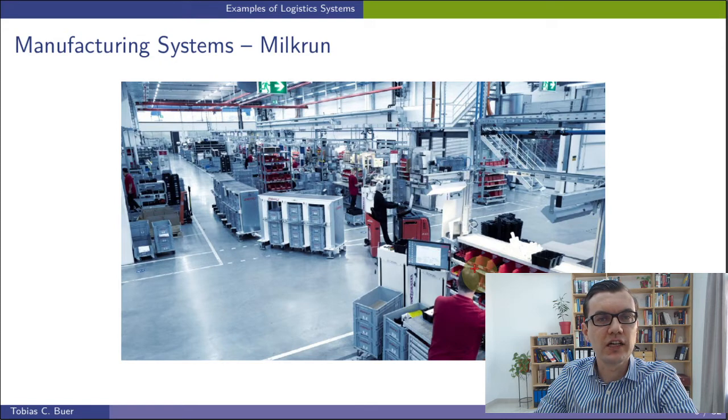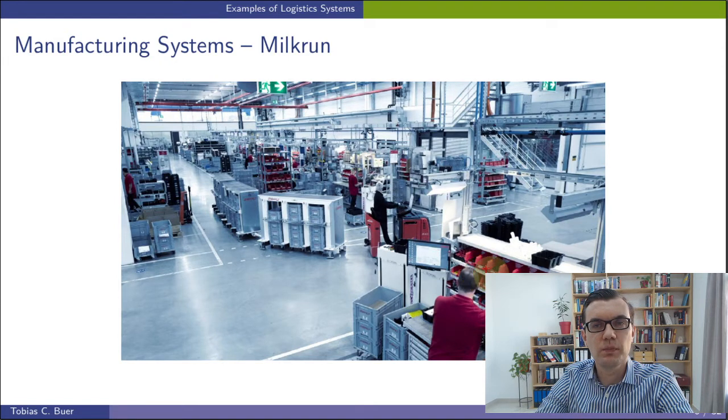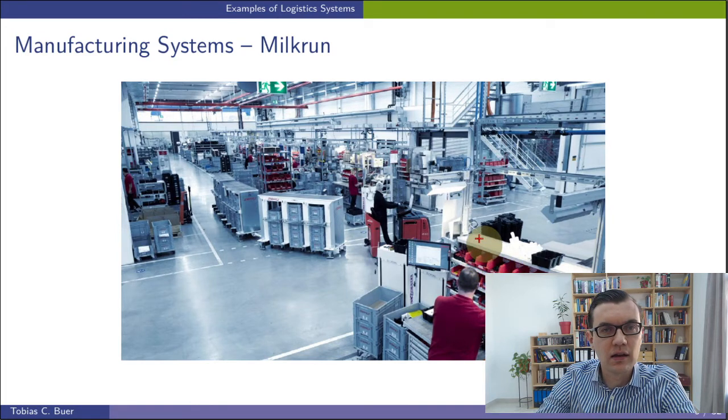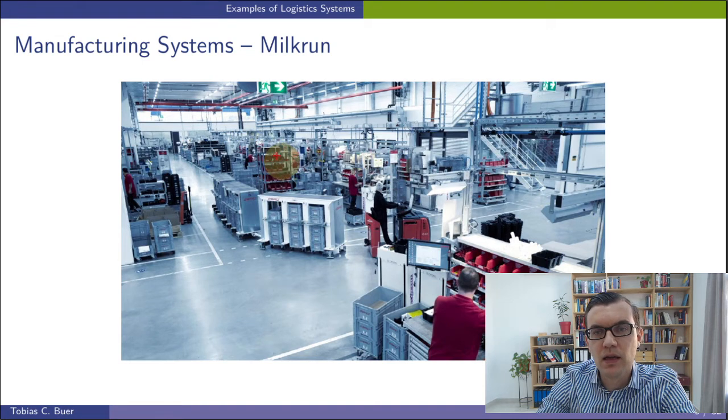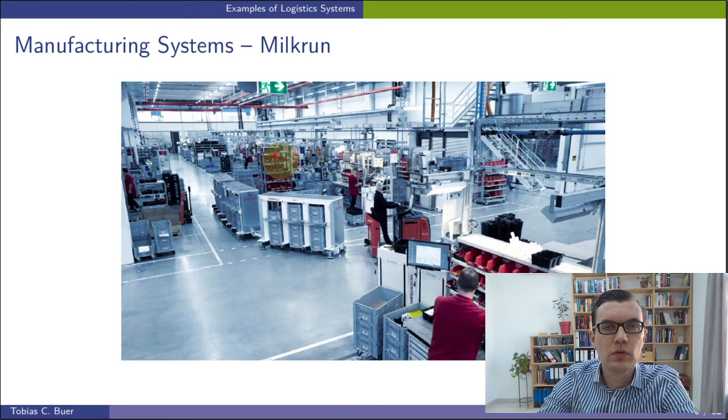Another manufacturing example is given in this picture, where you can recognize these red boxes. Probably some screws or some parts are in these boxes. They are over here behind in the bag and behind here. And we need these tools, these small tools, to produce something.